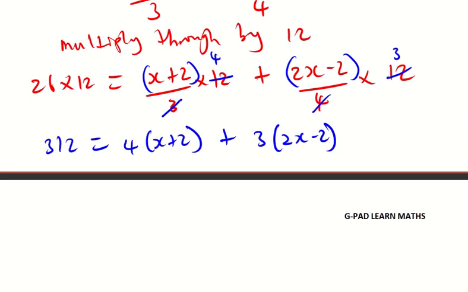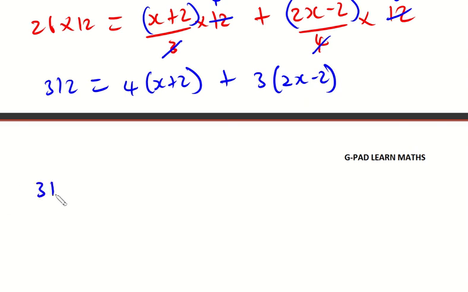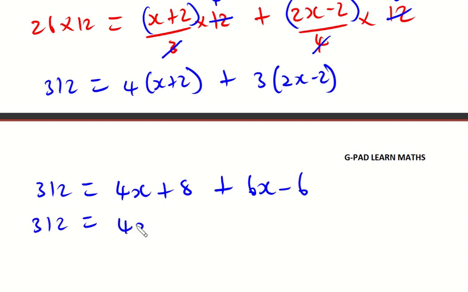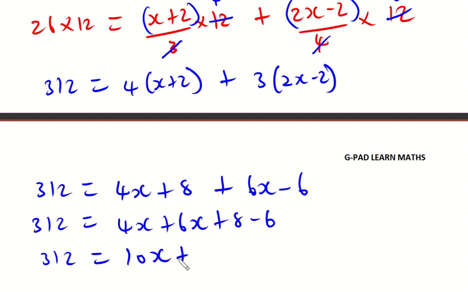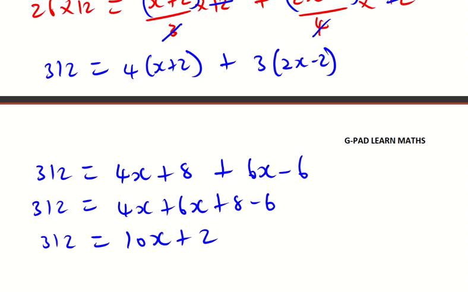So we have this right. Now let's expand so we can quickly move on. 312 is equal to, what's 4 times x? That's 4x. 4 times 2, that's 8, plus 3 times 2x, that is 6x. And 3 times minus 2 is minus 6. So let's rearrange: 312 is equal to 4x plus 6x, then plus 8 minus 6. 4x plus 6x is 10x, and 8 minus 6 is 2.